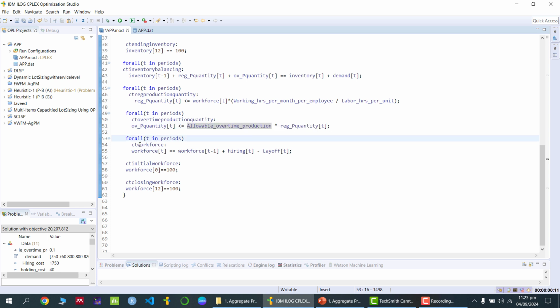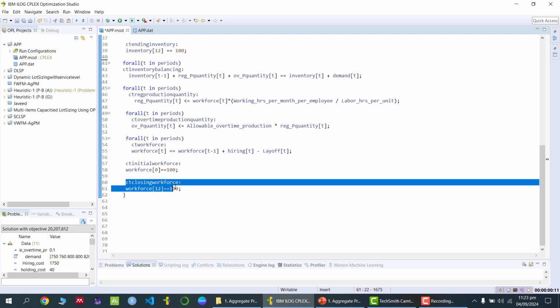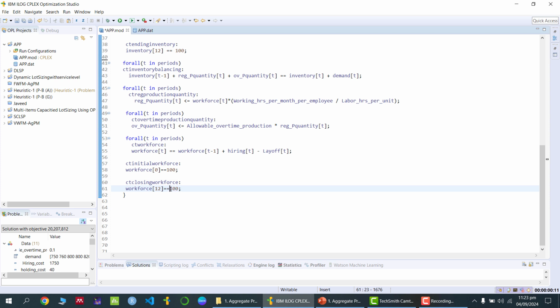Then we have the workforce constraint. The workforce we have in time period T must be equal to the workforce in the last time period, plus the number of persons we are hiring in period T, minus the number of persons we are laying off or firing in period T. In addition, they have given us the information that the initial workforce is 100, as well as at the end of the planning horizon, which means at the end of December, we must have a workforce of 100. Either you can use the 12 or the capital T, both are fine.